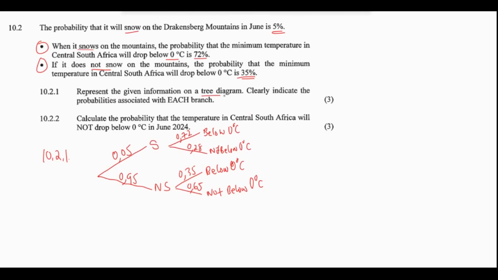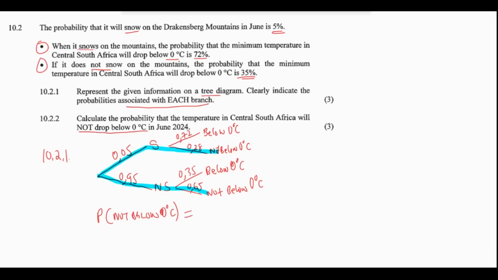Represent the given information on a tree diagram. Clearly indicate the probabilities associated with each branch. Done. 10.2. Calculate the probability that the temperature in central South Africa will not drop below 0 degrees Celsius. Will not drop. So let's look at the branches where there is not below 0 degrees Celsius. This is the branch. This is another branch.